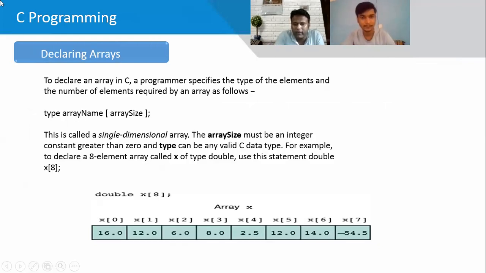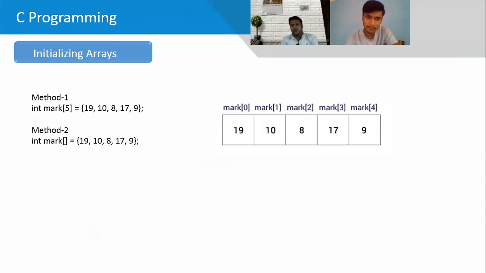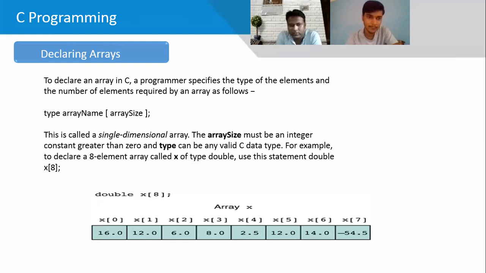So here we define an array of data type double, then array size is 8. So the array index numbers start from 0, 1, 2, 3, 4, 5, 6, 7. So 8 values we have stored. So it is a declaration.